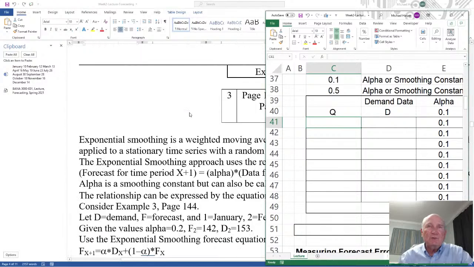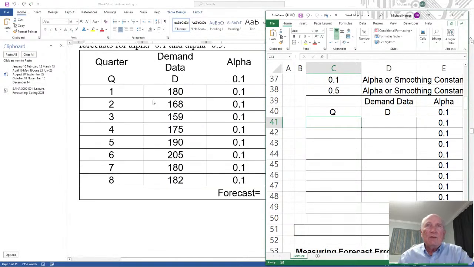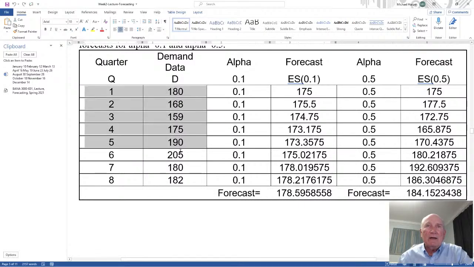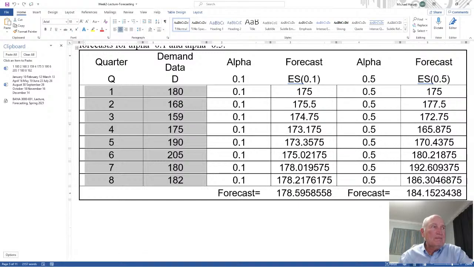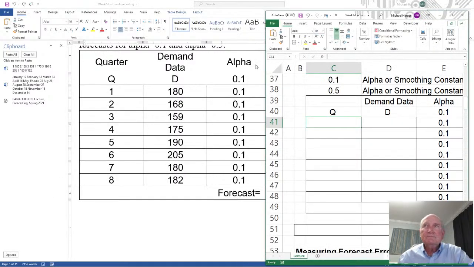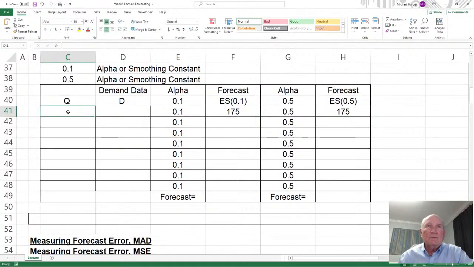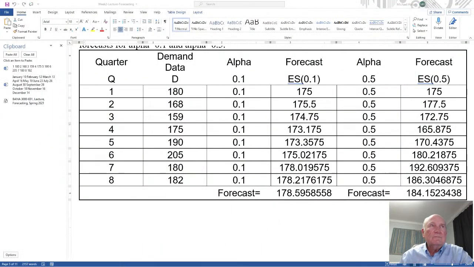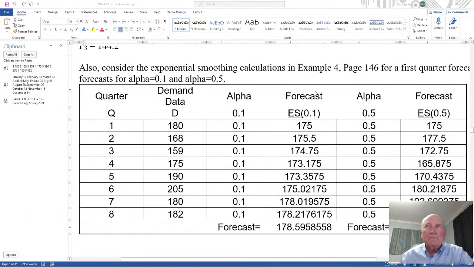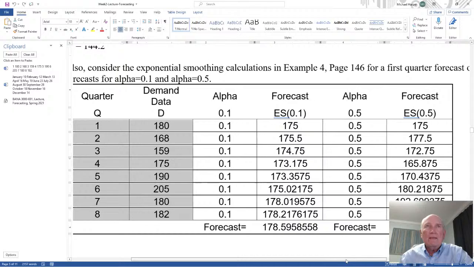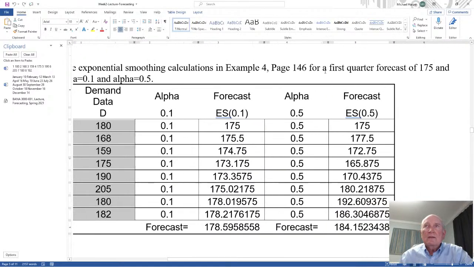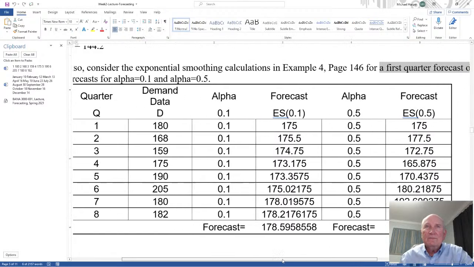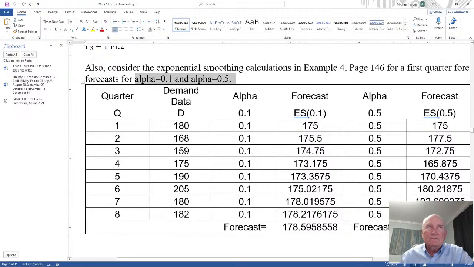So let's come down to exponential smoothing. And there it is. So what I want to do is take my quarters and my demand. There it is, Control C. Then I bring back my Excel and full screen it. And right here, I'm going to bring this down and Control V, and there's my data. Now notice in this problem, I said the first quarter forecast of 175, an alpha of 0.1 and 0.5.